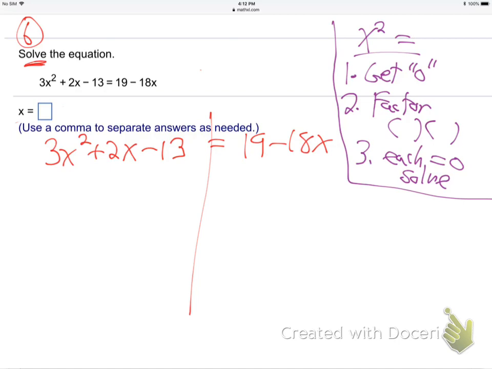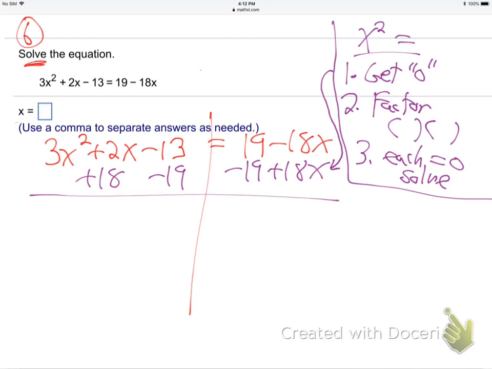So we got step 1, got to get a 0. So that means go minus 19 and plus 18x. There's step 1. Get a 0. Whatever you do to one side, you got to do to the other. I'll line up things. So then what do we get? This is 3x squared plus 20x. I'm supposed to have an x there, huh? And then minus 32, and then that's 0. So now we have our 0. That's step 1.